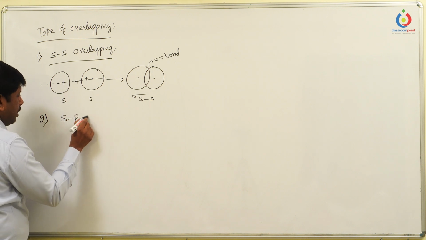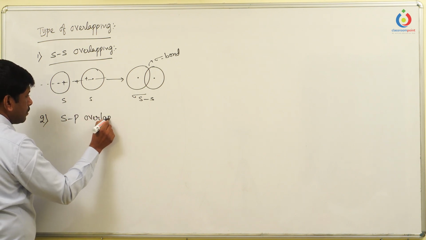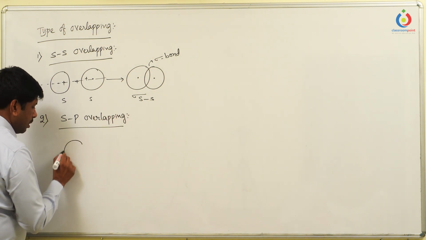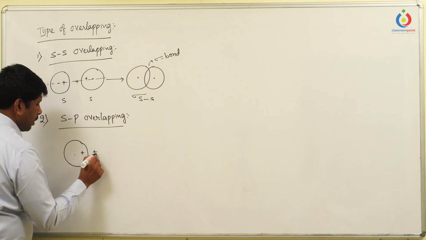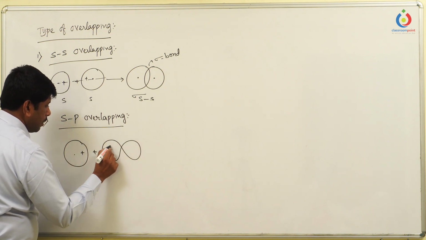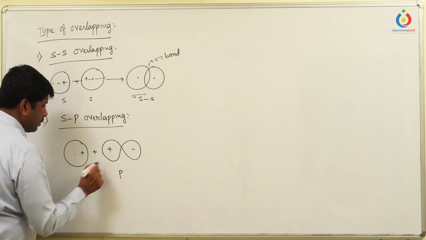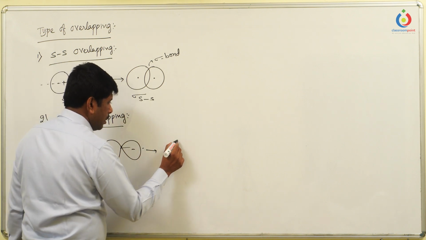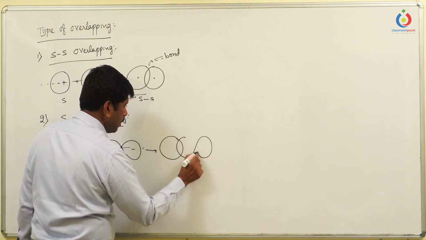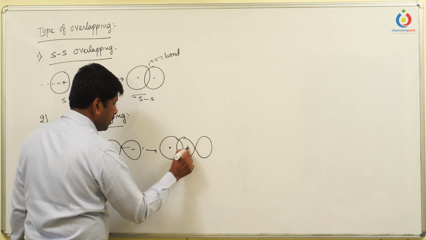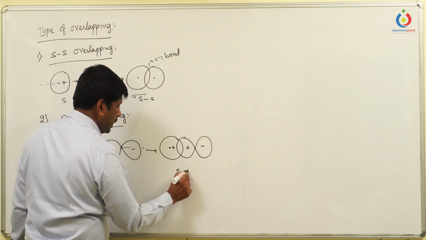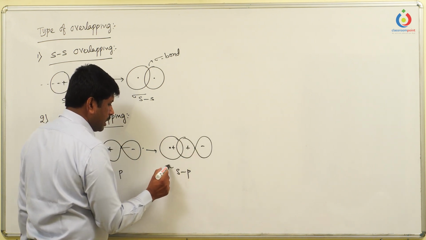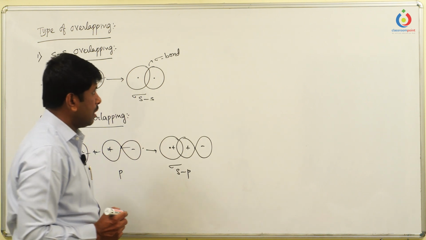Next one, SP overlapping. In this case, an s orbital overlaps with any of the p orbitals along the internuclear axis, giving an SP bond. In this SP bond also, since the overlapping took place along the internuclear axis, this bond can be called the sigma SP bond.